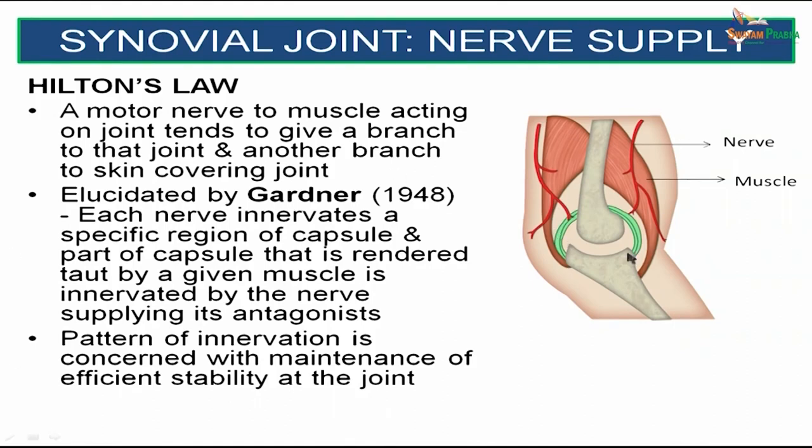If you look at this diagram, this is a joint. These are the bones in the joint. This is the capsule of the joint. And here we can see the muscles and we have the overlying skin.